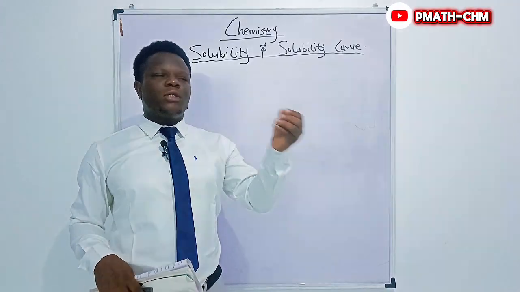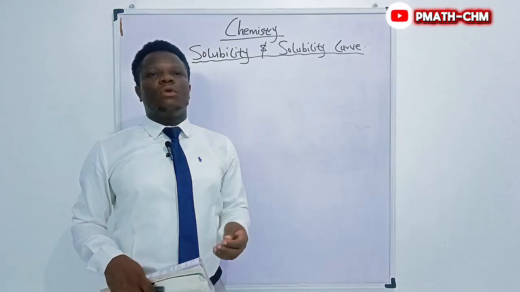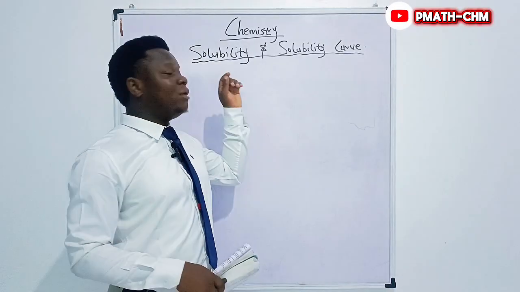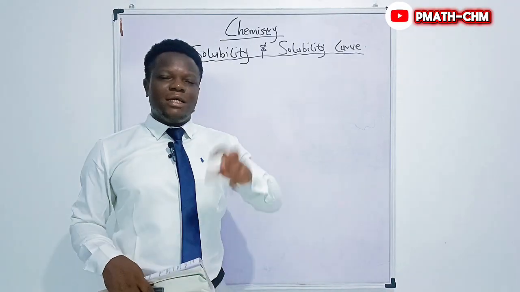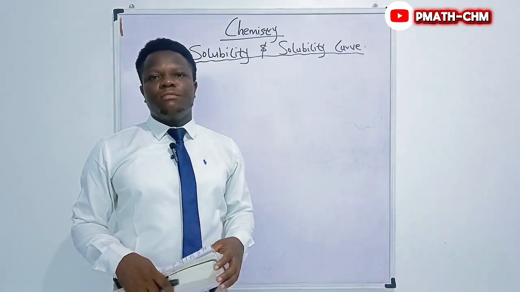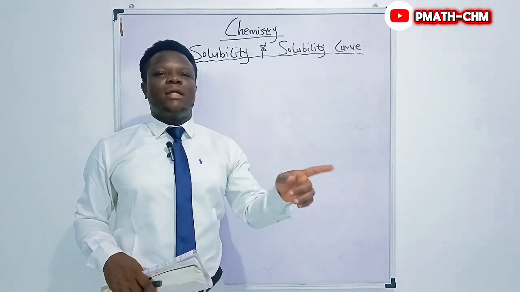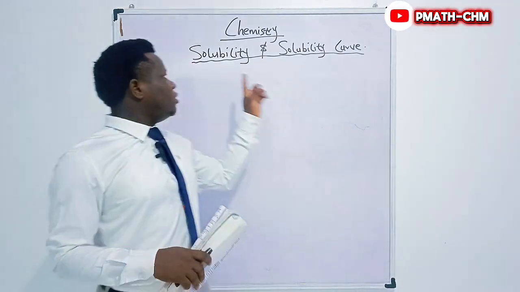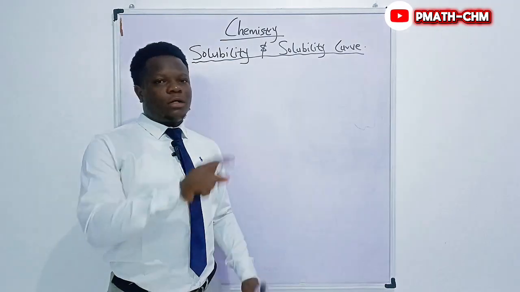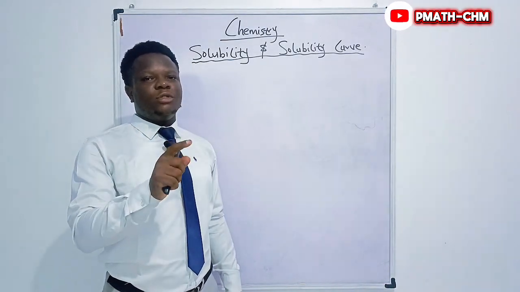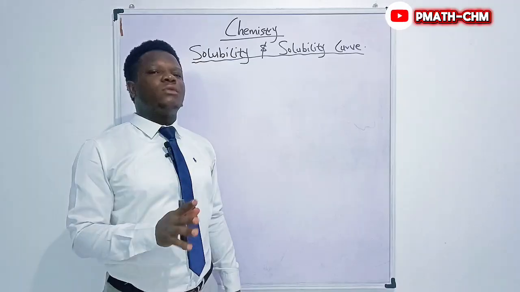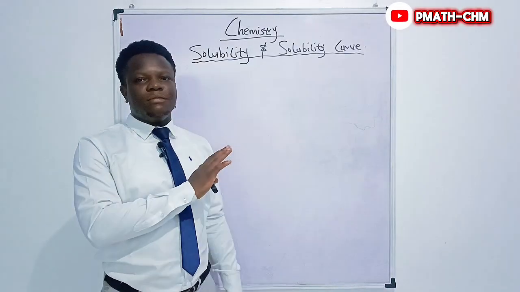So the amount of salt that is being dissolved now is what we call what? Solubility. The amount of salt present in a particular volume of solvent at a particular temperature is what we call solubility. Now, there's a clause at the end which talks about temperature. Temperature plays an important role when it comes to solubility.